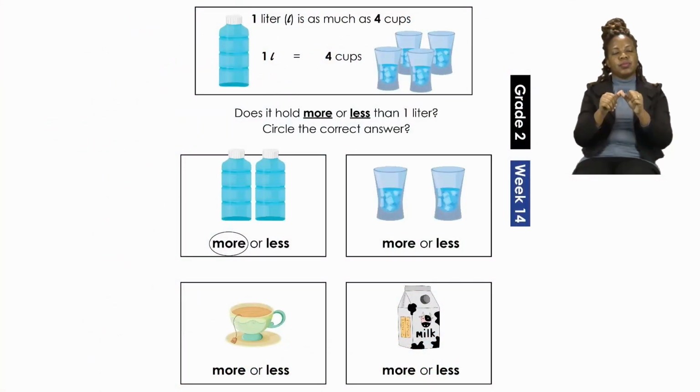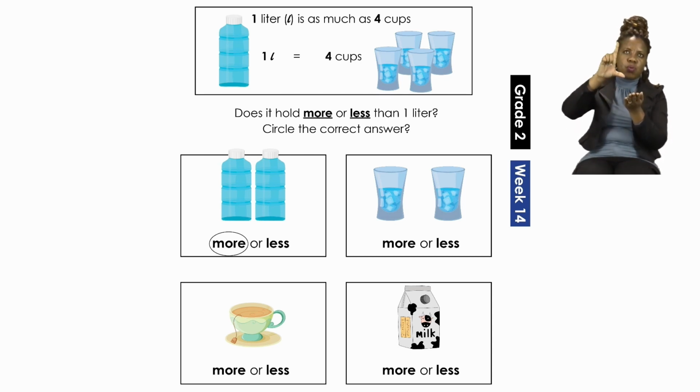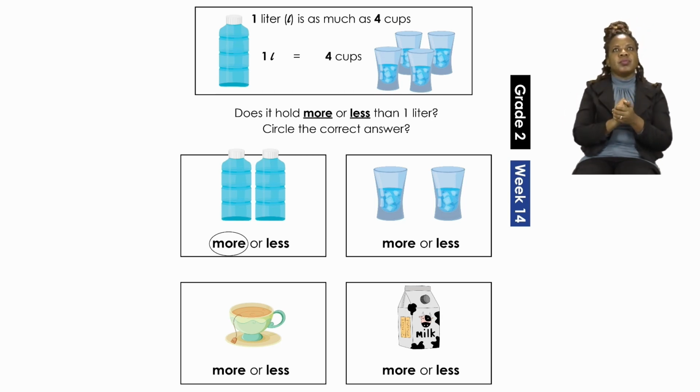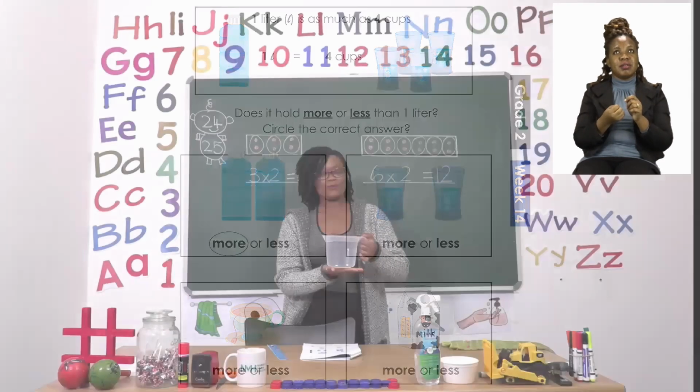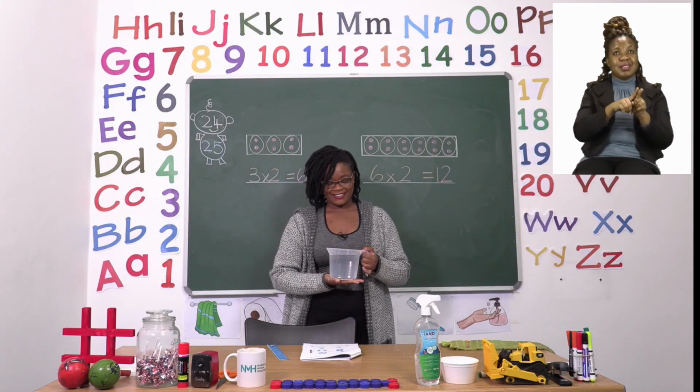On page 25, we are going to be talking about capacity. This time, we are going to be doing liters. Now, I want to show you what 1 liter looks like. So let's take a look. 1 liter is basically the amount that I am holding in my hand. So if I say 1 liter, I'm saying that 1 liter looks like this.